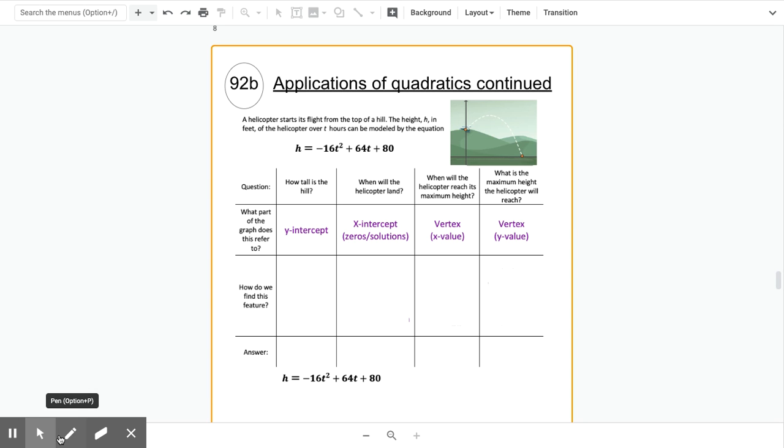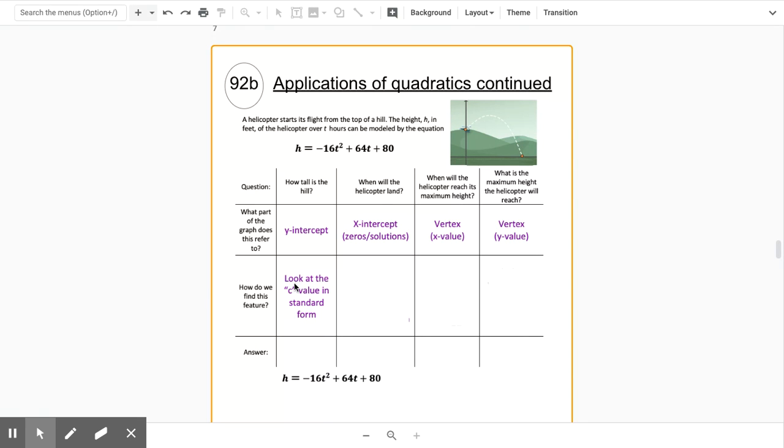So now we're going to go ahead and try to actually answer these questions. We know in the first one, they were asking for the y-intercept. To answer how tall is the hill, we've got to think about how we find the y-intercept. If I just look at the graph, there are no numbers shown here, so I've got to rely on my equation. Where do I have to look to find my y-intercept?